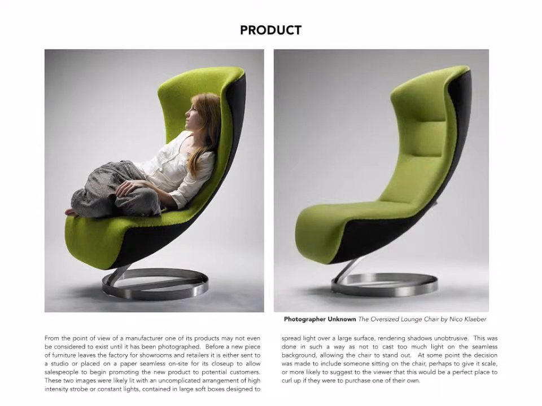to potential customers. These two images were likely lit with an uncomplicated arrangement of high-intensity strobe or constant lights contained in large softboxes designed to spread light over a large surface, rendering shadows unobtrusive. This was done in such a way as not to cast too much light on the seamless background, allowing the chair to stand out. At some point, the decision was made to include someone sitting on the chair, perhaps to give it scale, or more likely to suggest to the viewer that this would be a perfect place to curl up if they were to purchase one of their own.